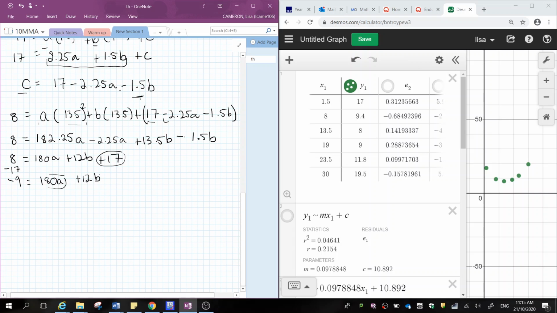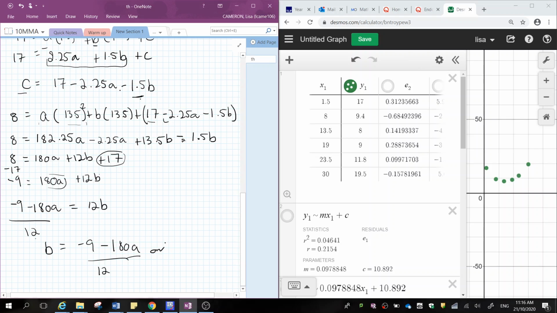So now I've got negative 9 minus 180a equals 12b, and then I'm going to divide this side by 12. So now I've got b equals negative 9 minus 180a, all divided by 12. And if I put this in the calculator, it would simplify it further. So let's do that next step. So obviously I can't put the a in the calculator. Actually, maybe we'll just leave it there.